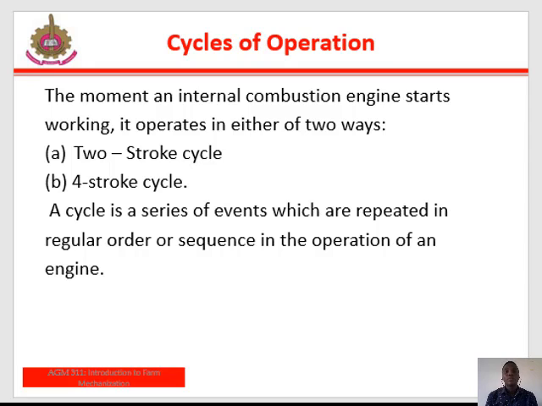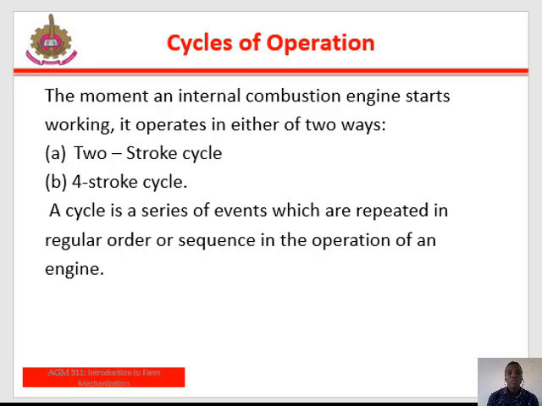Cycles of operation. The moment an internal combustion engine starts working, it operates in either of two ways. We have the two-stroke cycle. In two-stroke cycles, the power stroke takes place in every revolution of the crank. In other words, the crankshaft makes one revolution and the piston makes 2 strokes in each cycle.